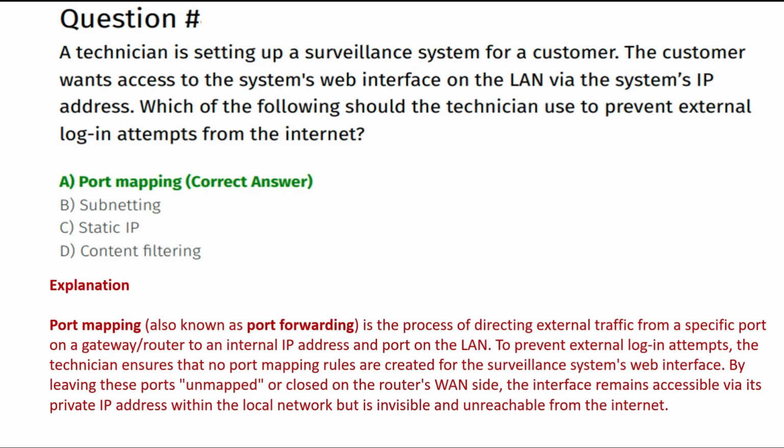So let's check the explanation. Port mapping, also known as port forwarding, is the process of directing external traffic from a specific port on a gateway router to an internal IP address and port on the LAN. To prevent external login attempts, the technician ensures that no port mapping rules are created for the surveillance system's web interface. By leaving these ports unmapped or closed on the router's WAN side, the interface remains accessible via its private IP address within the local network, but is invisible and unreachable from the internet.